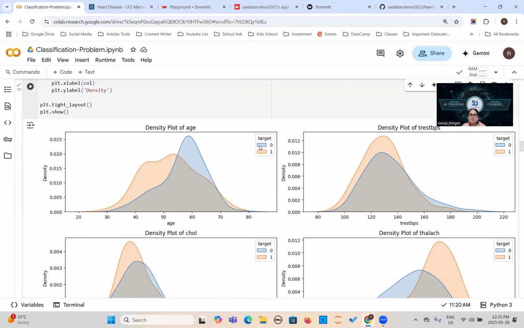Now look at this, blue corresponding to no disease, peach color corresponding to has a heart disease. So for the age between 50 to 70, most of the patients do not have a heart disease. They are good at health, but the younger people have the heart disease up to 50.